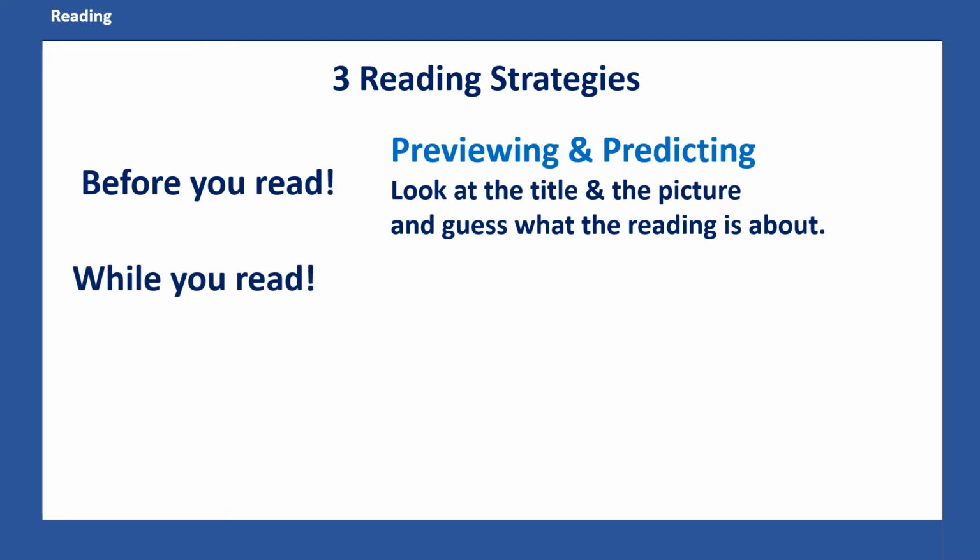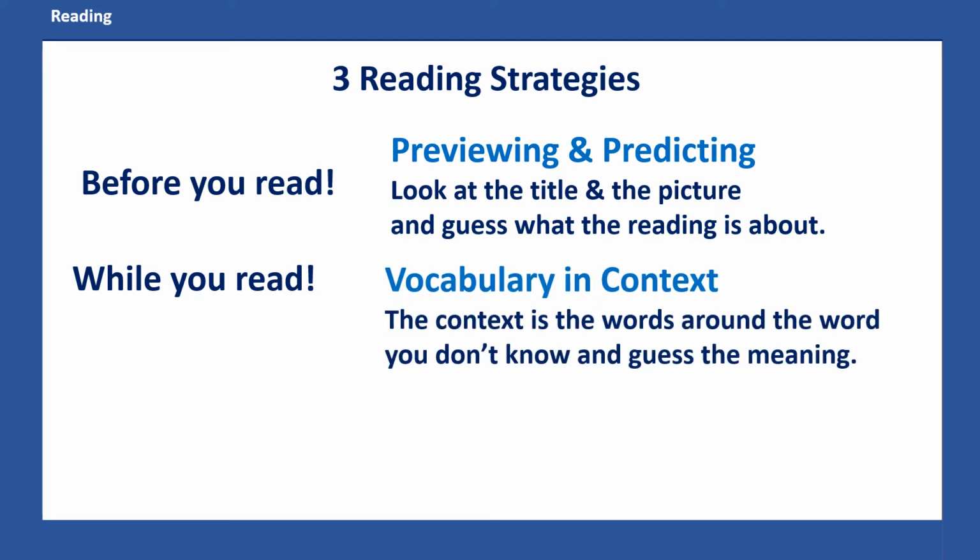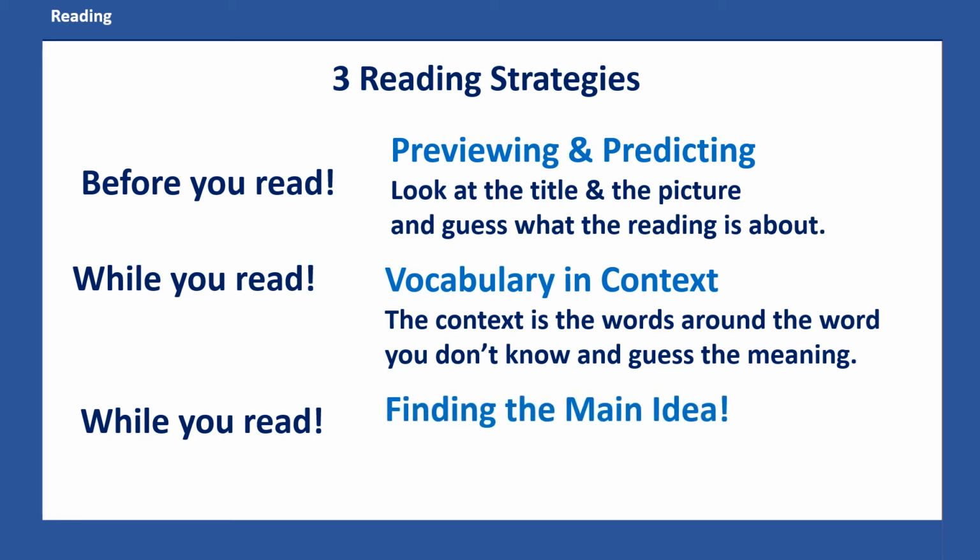Now, do you remember what you can do while you read if you don't understand a word? That's right. You look at the vocabulary and context. You look at the words around the word you don't understand. Sometimes it could be 1 or 2 words, or sometimes it could be a sentence or two, and you try to guess the meaning. If after you do that you still don't understand the word, then look it up in the dictionary. And the last reading strategy you are going to learn today is finding the main idea.